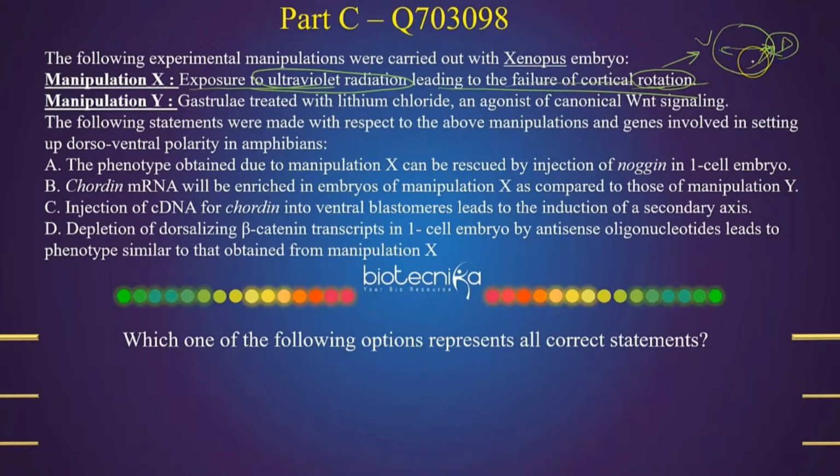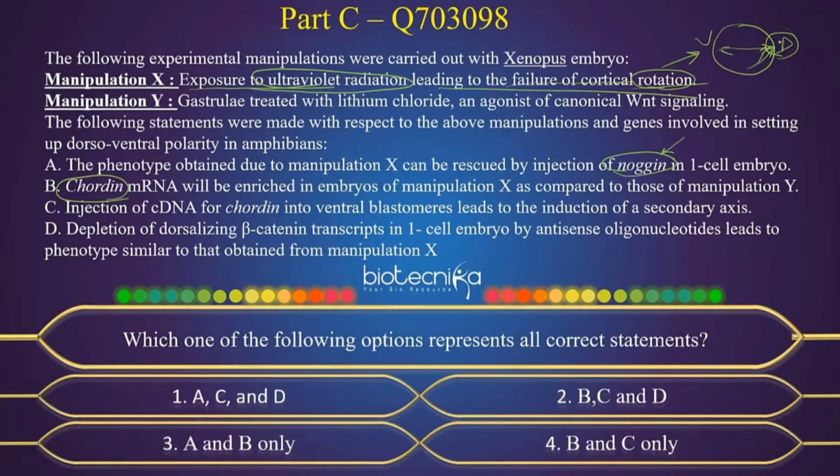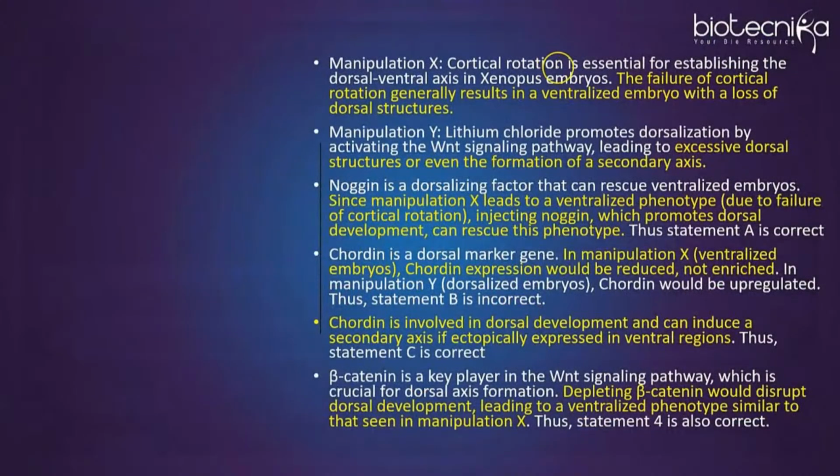Towards the dorsal side, we have the organizer, which releases components like chordin and noggin. These are all dorsalizing agents which can stop the ventralization at this part. So if cortical rotation is not there, these will not be able to dorsalize the particular structure. So here we have the manipulation X. Cortical rotation is essential for establishing the dorsal ventral axis. The failure of cortical rotation generally results in a ventralized embryo with a loss of dorsal structures.